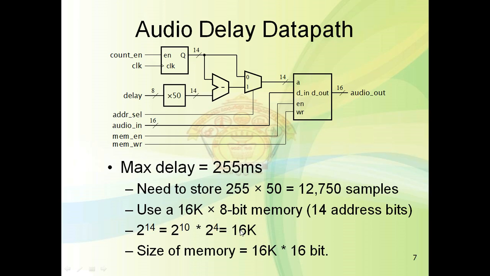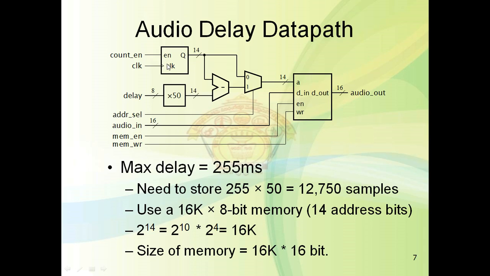16k memory size or memory locations we require, and each will have 16 bits of information. Therefore 16k into 16 bit is the size of the memory required. Now every time we have to increase the memory address by 1, so we require a counter, a 14-bit counter.